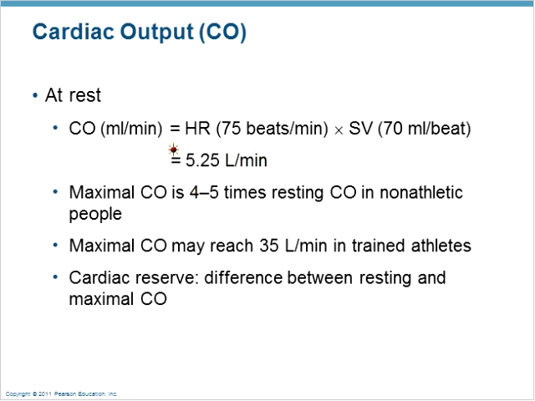The maximum cardiac output is 4 to 5 times the resting cardiac output in a non-athletic person. The maximal cardiac output may reach 35 liters per minute in trained athletes, so they can really make that move. And the cardiac reserve is the difference between the resting and the maximal cardiac output.